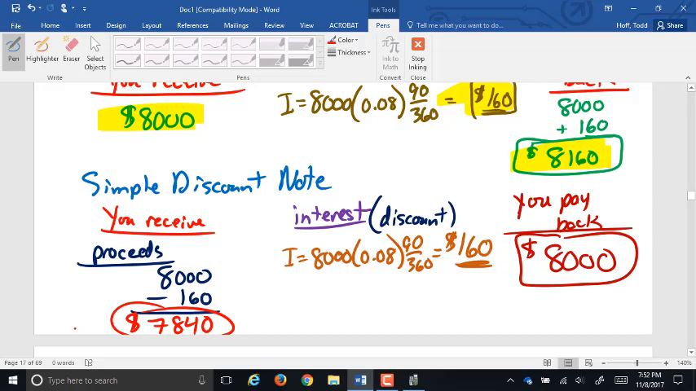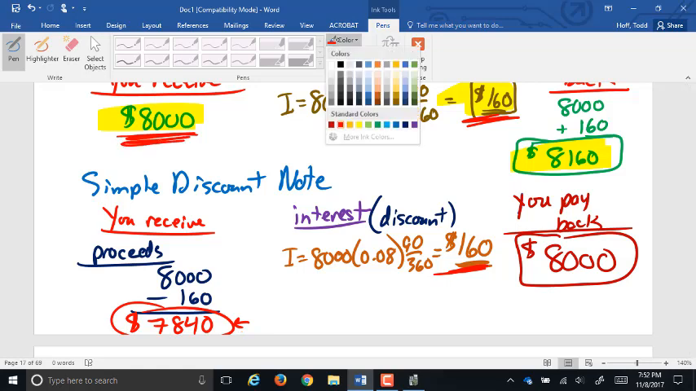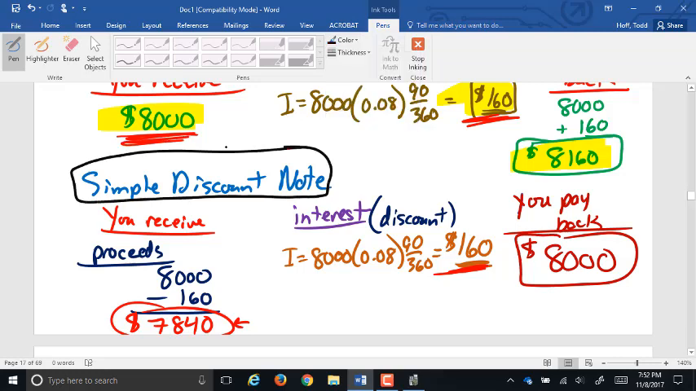Which is a better deal for you if you're the one borrowing the money? The simple interest note. Either way, you pay the same interest of $160, don't you? So why is the simple interest note a better deal? You actually get $8,000 to work with, whereas in the simple discount note, you only get $7,840 to work with. So you pay the same amount of interest, but in the simple interest note, you get more money. Why on earth would you ever do a simple discount note then?